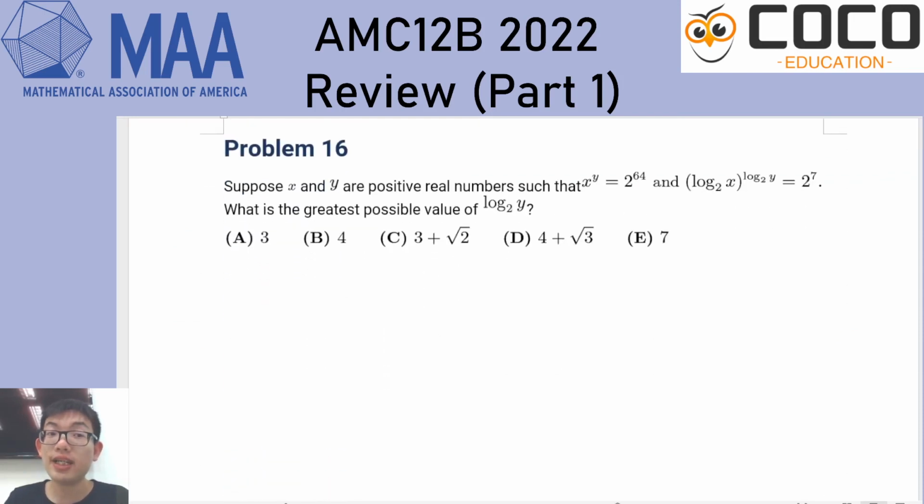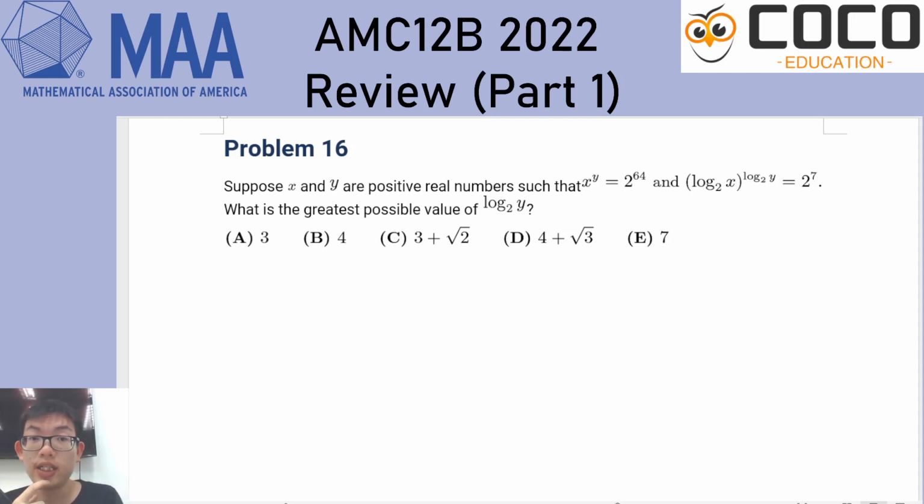Question 16. x and y are positive real numbers such that x to the power of y is 2 to the 64 and log base 2 of x to the power of log base 2 of y is 2 to the power of 7. What is the greatest possible value of log base 2 of y? It says greatest possible value, but it doesn't say anything about integers. So I think this is more of an algebraic greatest possible value, not a list of possible values kind of greatest possible value. So I need to figure out how to handle this.